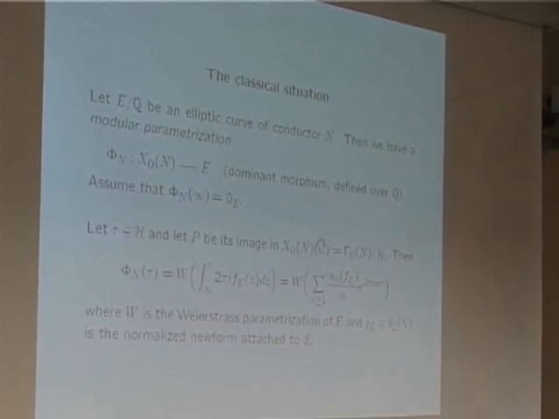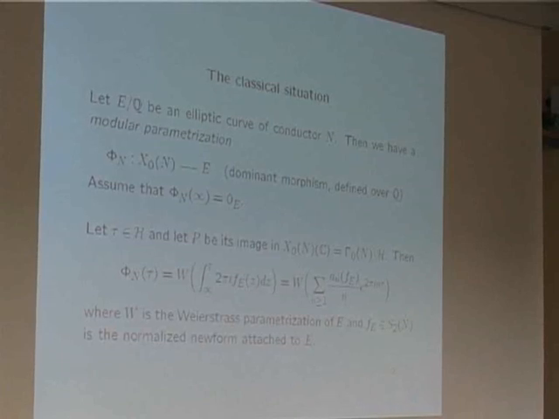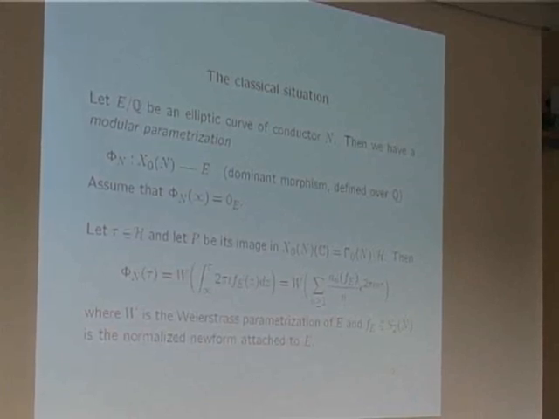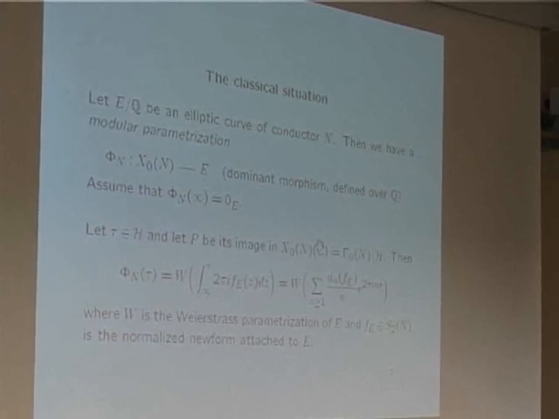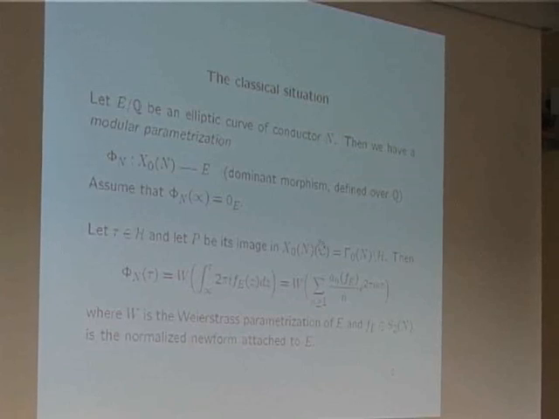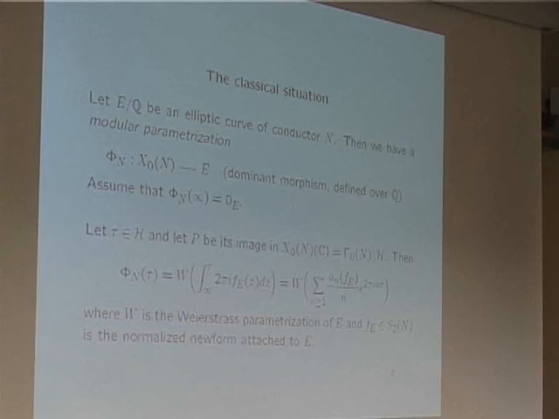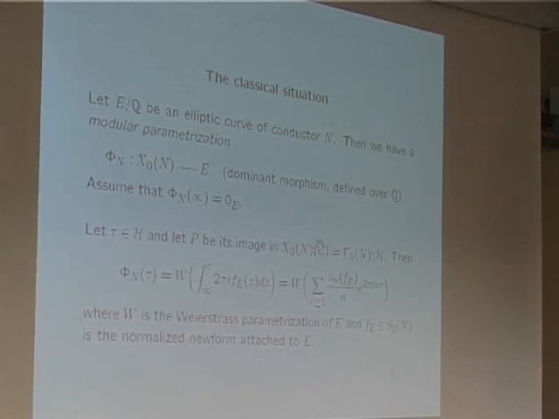Let me just begin by recalling the classical situation. So let's suppose we have an elliptic curve E over the rational field of conductor N. Then we have a modular parameterization, let's call it phi sub N, from the modular curve X_0(N) to E. This is a dominant morphism. It's defined over Q. And we can assume that the infinite cusp gets sent to the origin, the identity element of the elliptic curve.